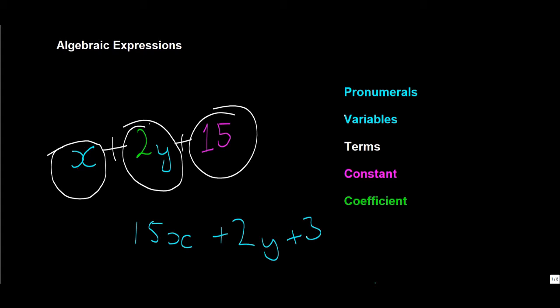The number of terms in this is 3 because there's one here, 15x, one here, 2y, and one here which is 3. Now the coefficient of x here is 15 because as you can see there's a 15 in front of the x, and the constant term is the 3 because it's a number.